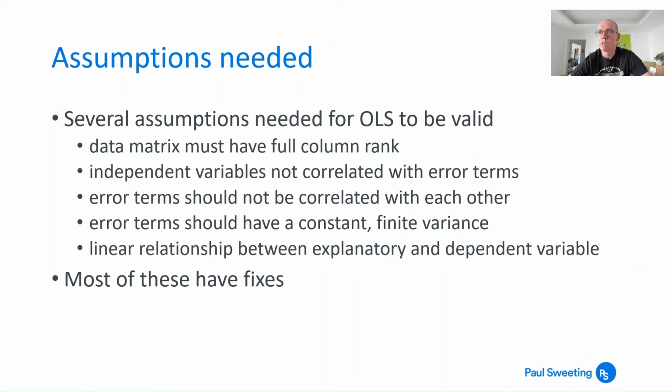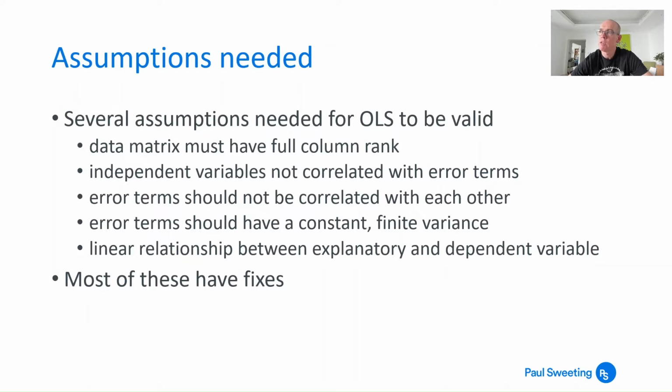And the reason it doesn't work is when you've got these kind of relationships, trying to find the inverse of the matrix X, it doesn't work. So you need to have full column rank. You need to make sure the independent variables aren't correlated with the error terms. If they are, then it means you've got some misspecification. The error terms shouldn't be correlated with each other.